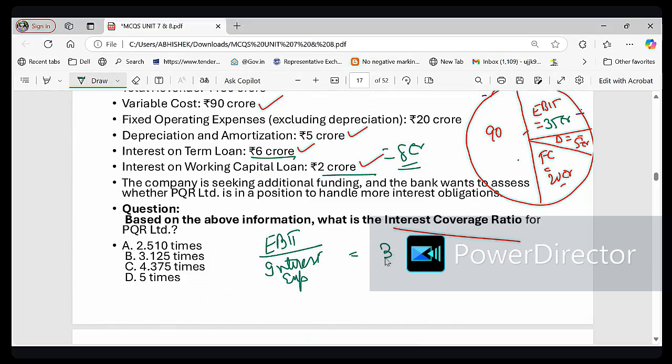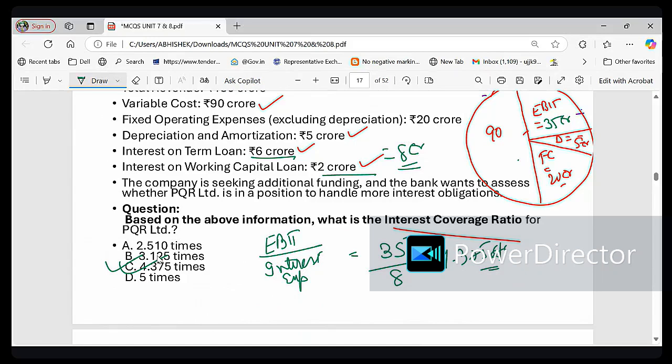In the numerator I will write 35 crore, in the denominator I will write 8 crore. So how much are you getting? I think I'm getting 4.375 times, right? So option C is the correct answer. So what does it mean? It means that PQR Limited earns enough from its business to pay its interest 4.375 times.